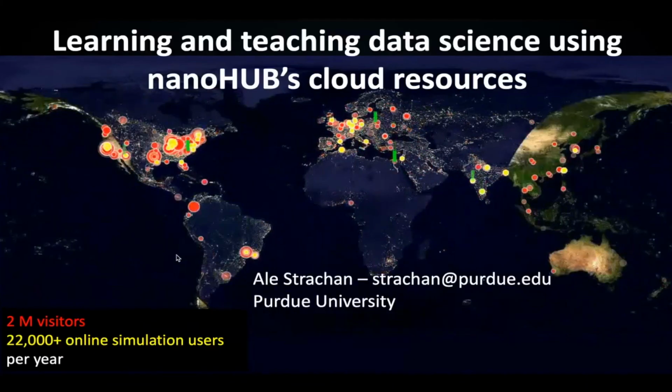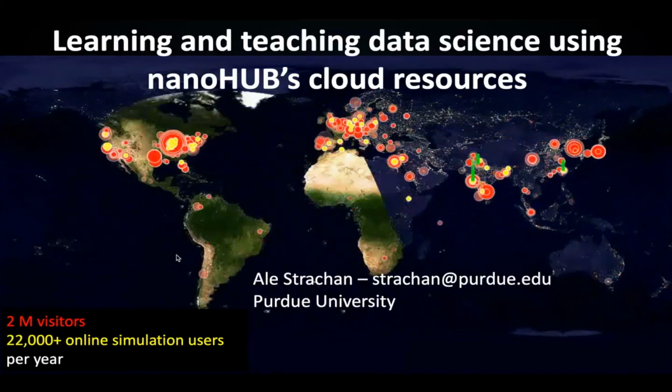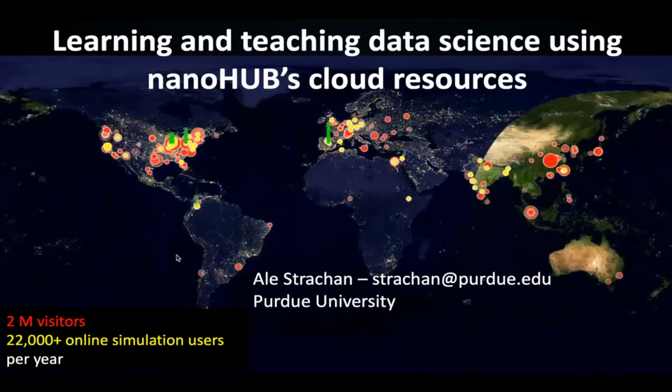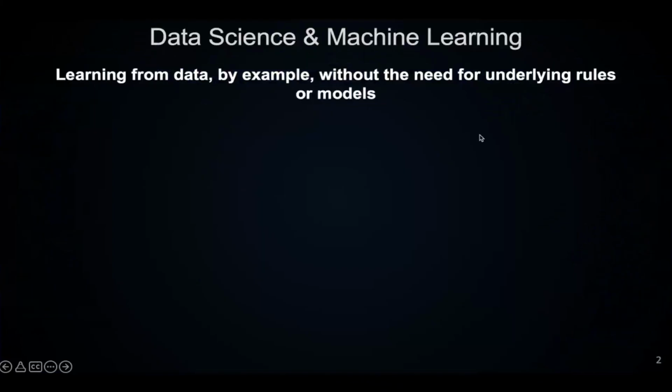What I'd like to do today is tell you a little bit about data science and how we can all learn about data science and share resources using nanoHUB. Okay, so what's data science? What's machine learning? Well, data science and machine learning is learning from data, learning by example, the way humans learn, and without the need of rules or underlying models. And we're all interacting with data science and machine learning in our daily lives.